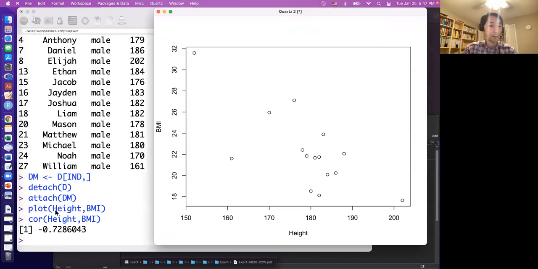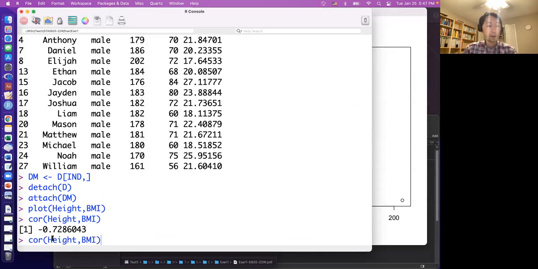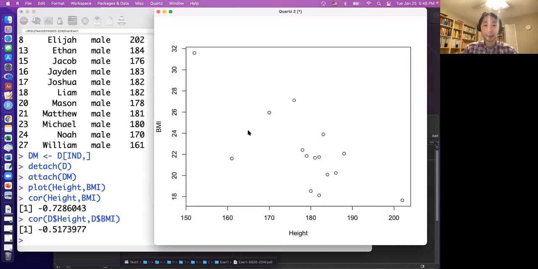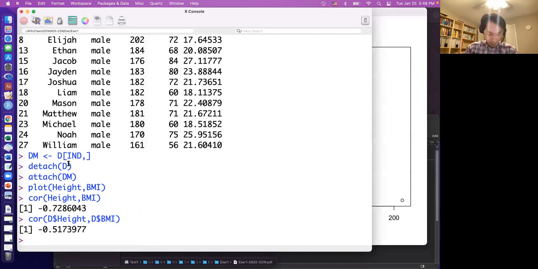Only 14 observations. Correlation for the entire data set: if we use D, that becomes, oh, actually this is smaller. So negative 0.52. Actually, this correlation is larger. Sorry, I thought this is smaller, but it's larger in absolute value. Next, confine the data set to female, create a scatter plot and calculate the correlation coefficient again.